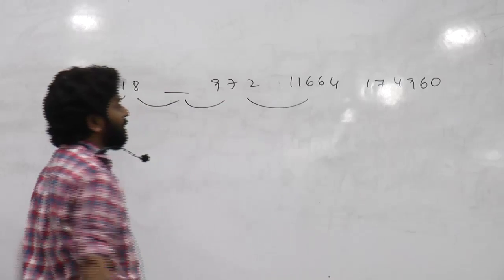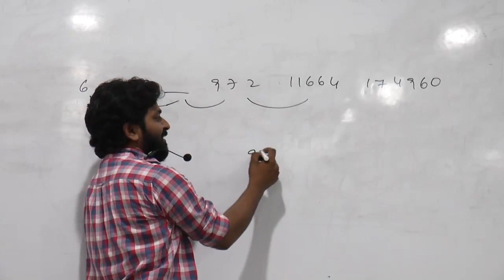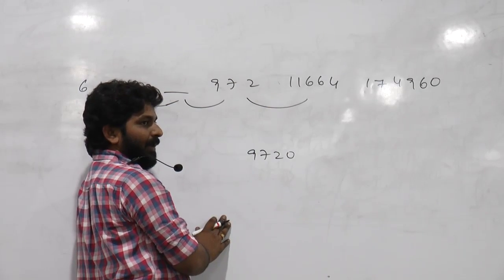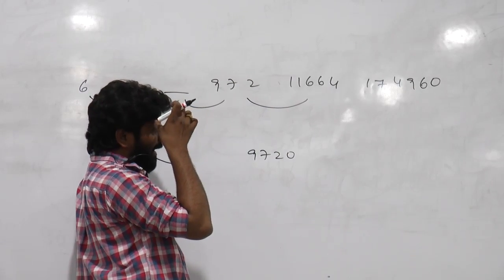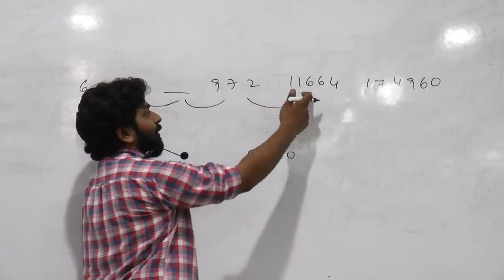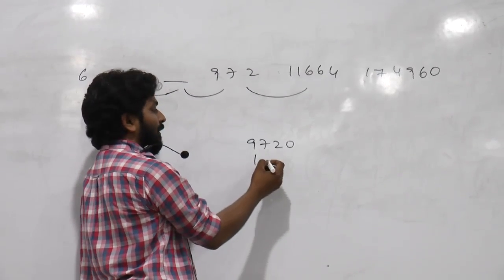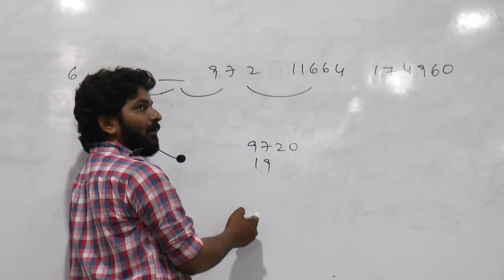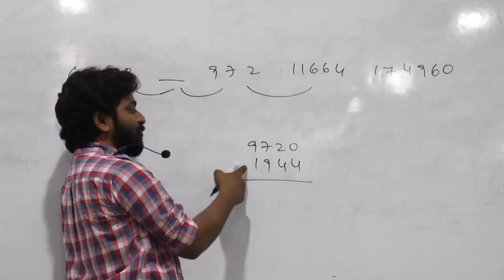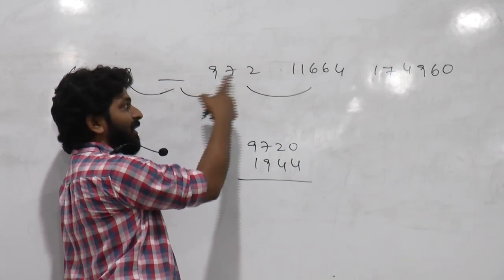And then here, 10 times of this number is 9720, but you have more than that. Yes? And how much do you need to add here to make it 11664? 1944. And this is 2 times, right? This is 10 times and this is 2 times of 972.